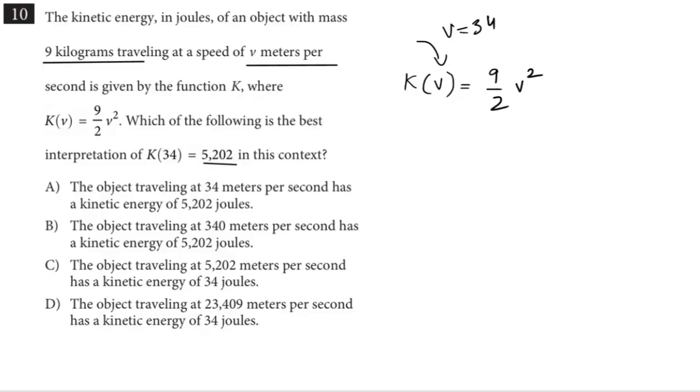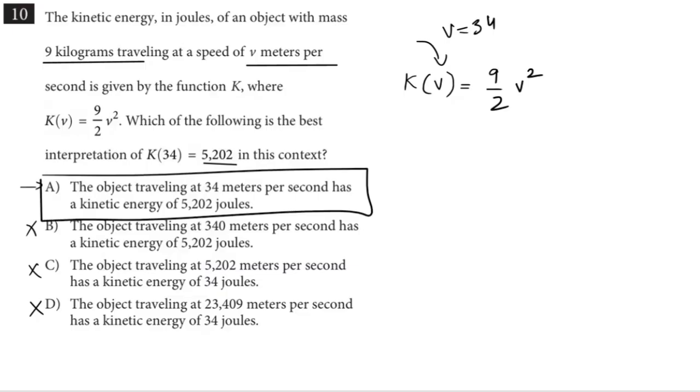A: the object traveling at 34 meters per second has a kinetic energy of 5202. Seems correct. But let's look at the other options as well. The object traveling at 340 meters per second, wrong. Speed is 34. The object traveling at 5202, wrong. The object traveling at, clearly wrong. So A is the correct answer.